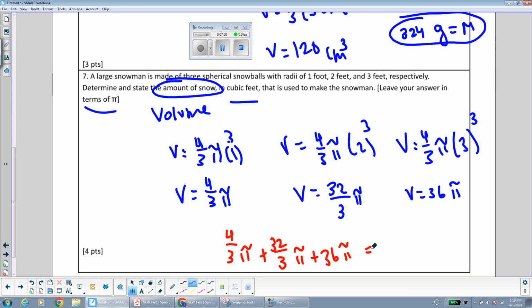So let me type these into my calculator. I'm going to type in 4/3 plus 32/3 plus 36. And it works out to a very nice number. It works out to 48 pi, and that's in cubic feet.